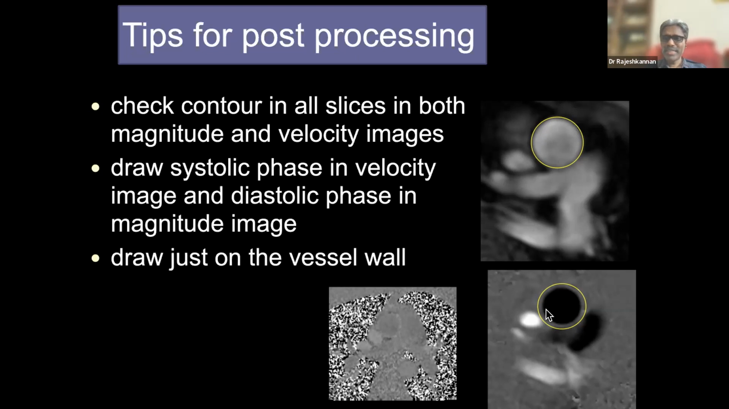And during the systolic phase, the structure will appear either bright or darker, which will be easier to contour, whereas during diastole it will be relatively grey. So in that case you can use the magnitude image. It's very, very important to always cross check whether what you are contouring is correctly matching in the magnitude image also.